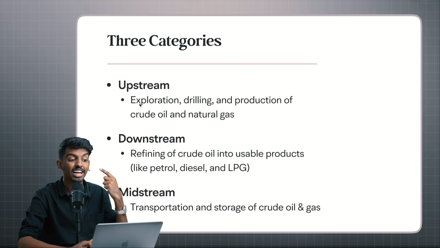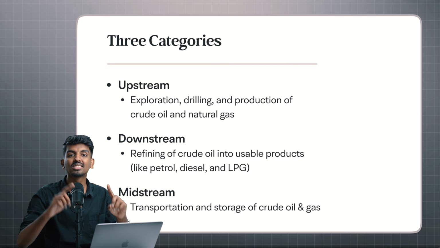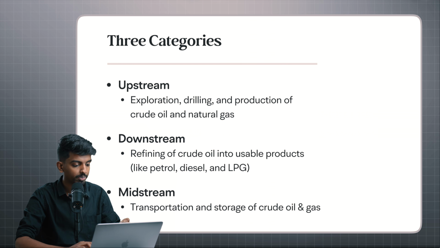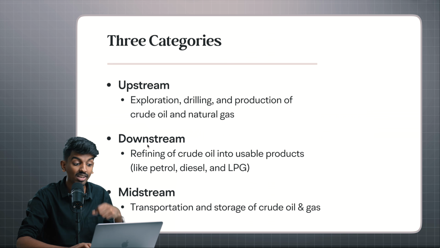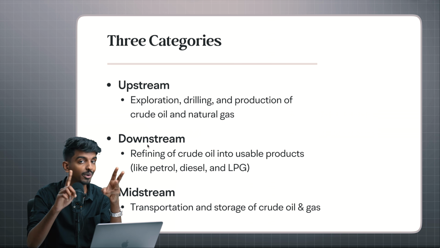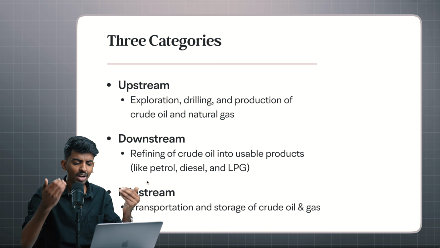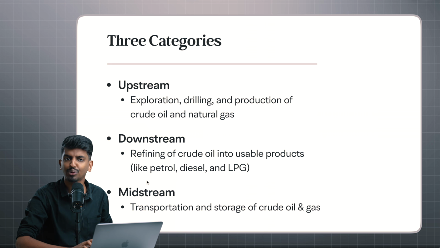So upstream is exploration, drilling, and production of crude oil and natural gas. All these companies are called upstream oil companies. Then you also have downstream companies, which is companies that work with refining of crude oil into usable products like petrol, diesel, and LPG. Do not worry, we'll go into the list very soon. Then third, you also have midstream, which is transportation and storage of crude oil and gas.